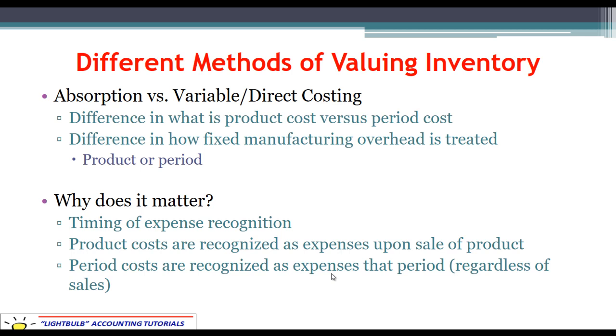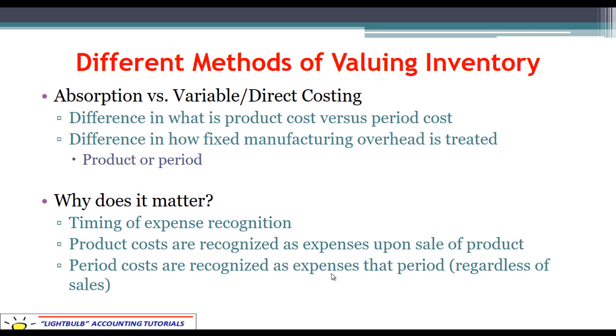Now, what we'll find here is out of all the different components of product cost, the one thing that's different between the two methods is how fixed manufacturing overhead is treated. Under one method, it's going to be considered a product cost, and that's the absorption method. Under the variable or direct costing, it's going to be considered a period cost. In other words, it's not a product cost under that method. The variable direct costing method only considers variable costs to be product costs.